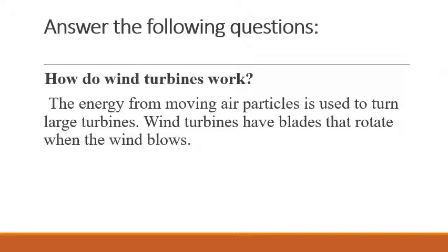So one more time, wind turbines are working through the energy which is produced by the moving air particles, and such moving air particles are used to turn large turbines. And in general, wind turbines have blades, and such blades rotate when the wind blows. So this is the answer of the first question. Let's move on to question number 2.